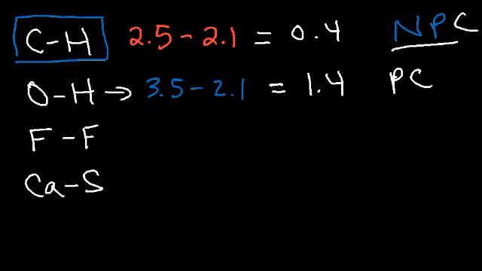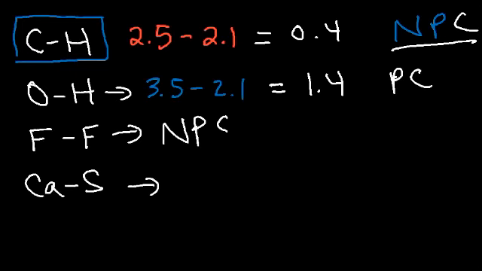This is nonpolar covalent. Now, if the two atoms are the same and they're both nonmetals, it's going to be nonpolar covalent. You don't really need to do the calculation. Fluorine has an electronegativity value of 4.0. 4 minus 4 is 0, which is less than 0.5.